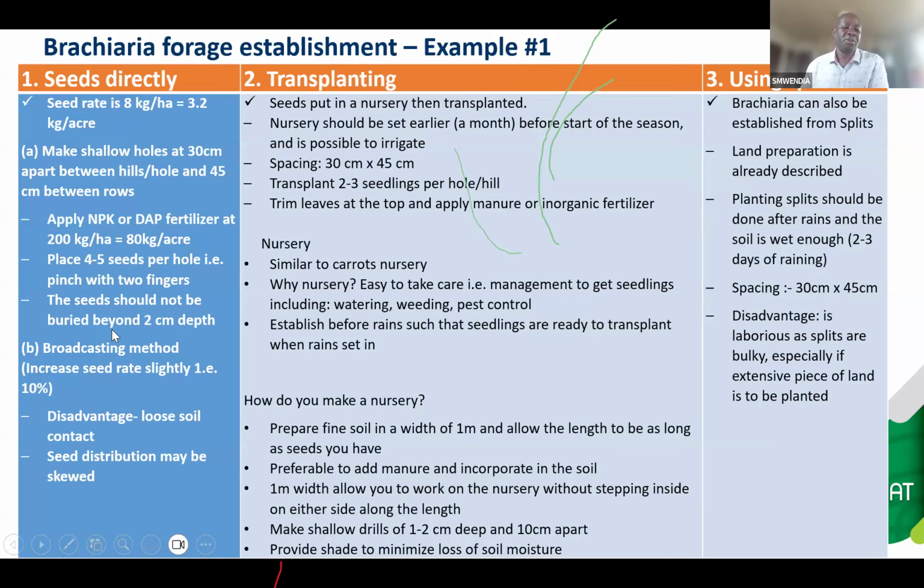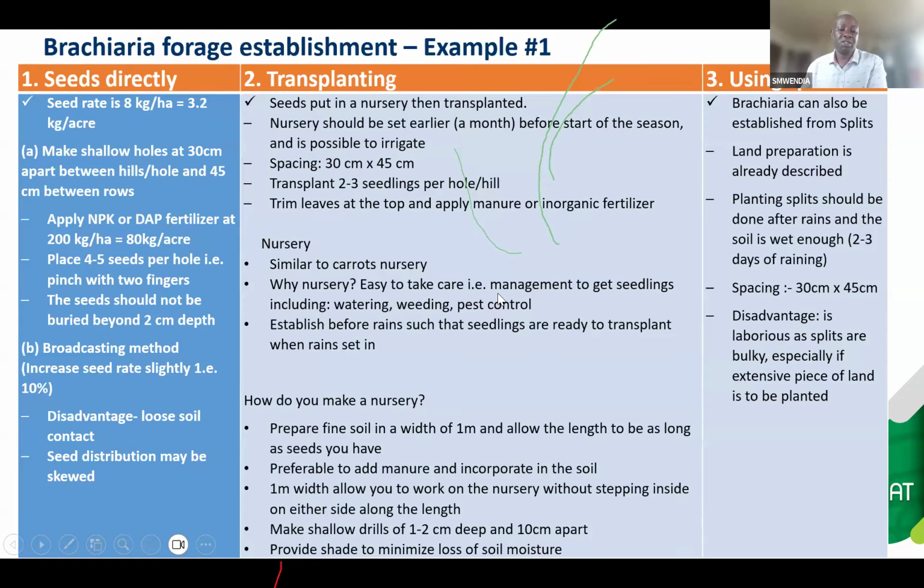You can pinch about 4 or 5 seeds and plant per hole if you are going by holes. Otherwise, you can also go broadcasting, which myself I sometimes don't prefer because it requires more seed rate. It may require more than this per acre, and sometimes the seed doesn't get a nice contact with the soil, which is key for establishment. Also the seed distribution may be skewed, and thus you end up having a lower plant population.